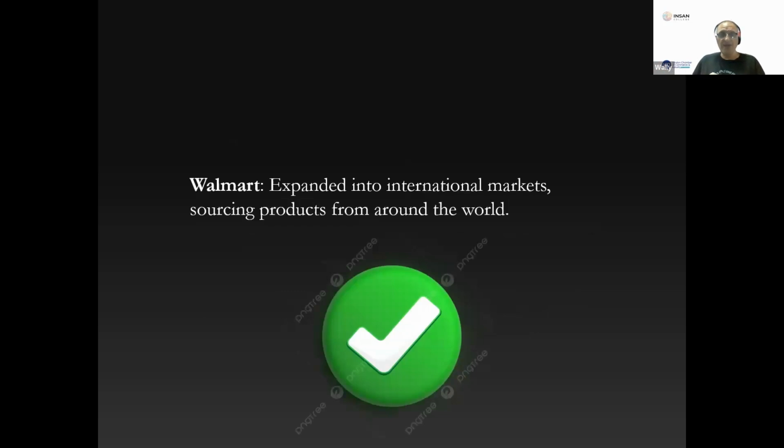So let's look at companies who have been very successful with this principle of globalization. Does everybody know Walmart? Put your hand up if you know Walmart. Walmart is an American department store that sells groceries and general merchandise. Walmart expanded into international markets, sourcing products from around the world. So Walmart doesn't only buy products in the US, it buys products from all over the world. It has buyers working all over the world to buy the right product to put into Walmart stores.